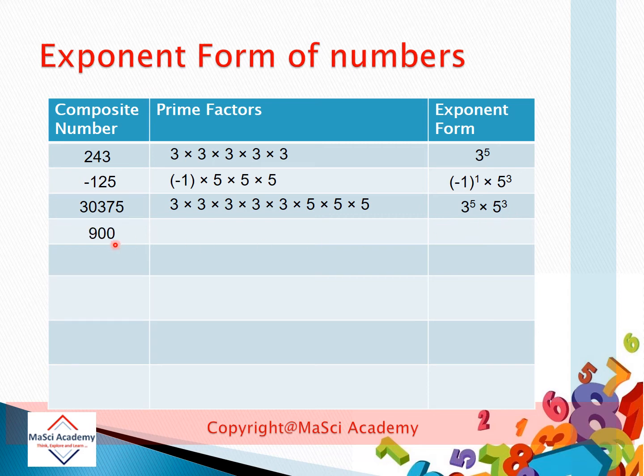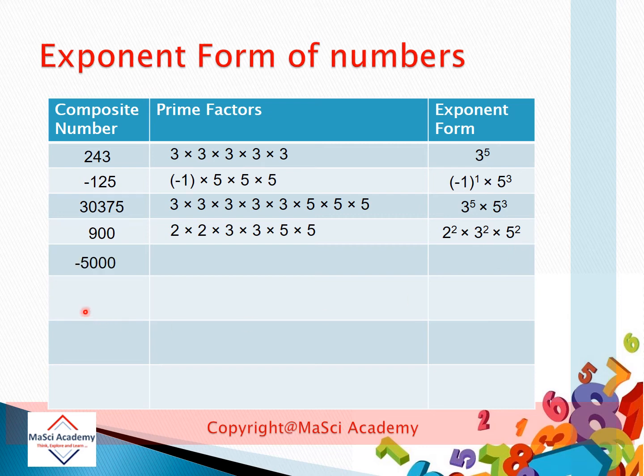The next one is 900. The prime factors of 900 are 2 into 2 into 3 into 3 into 5 into 5. So this can be written as 2 square multiplied by 3 square multiplied by 5 square.